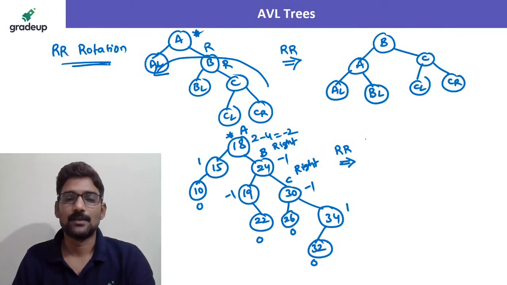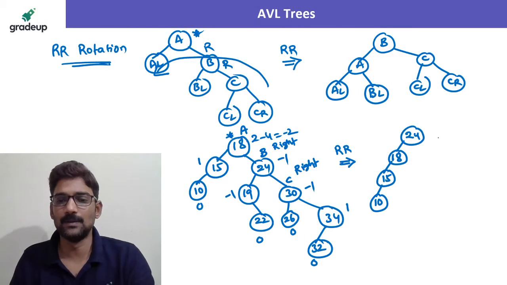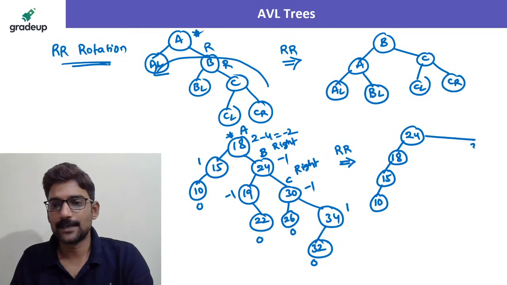RR rotation. Whenever you do RR rotation, what happens? B becomes parent. B left will not change. A and A left will not change. They will be as it is. C and C right will not change. C left and right will not change. That also will be as it is.